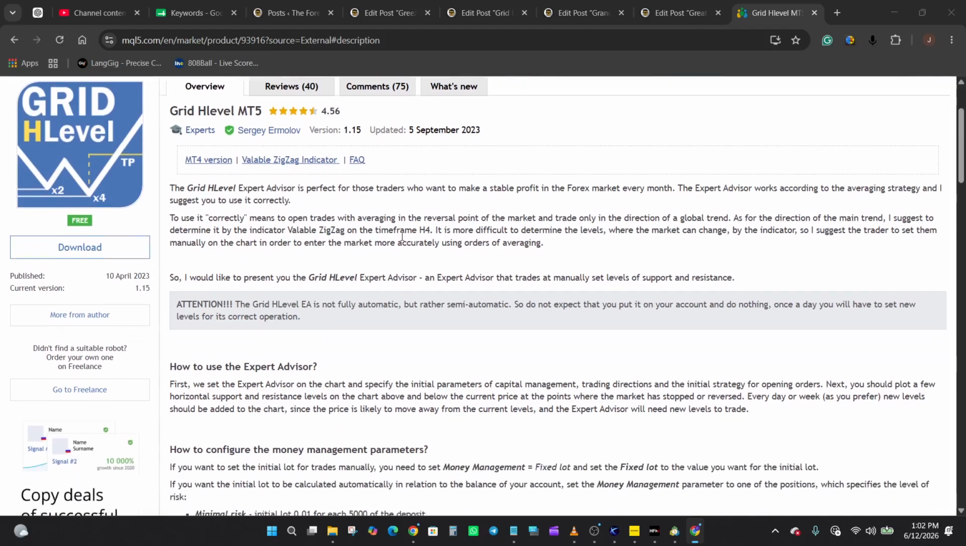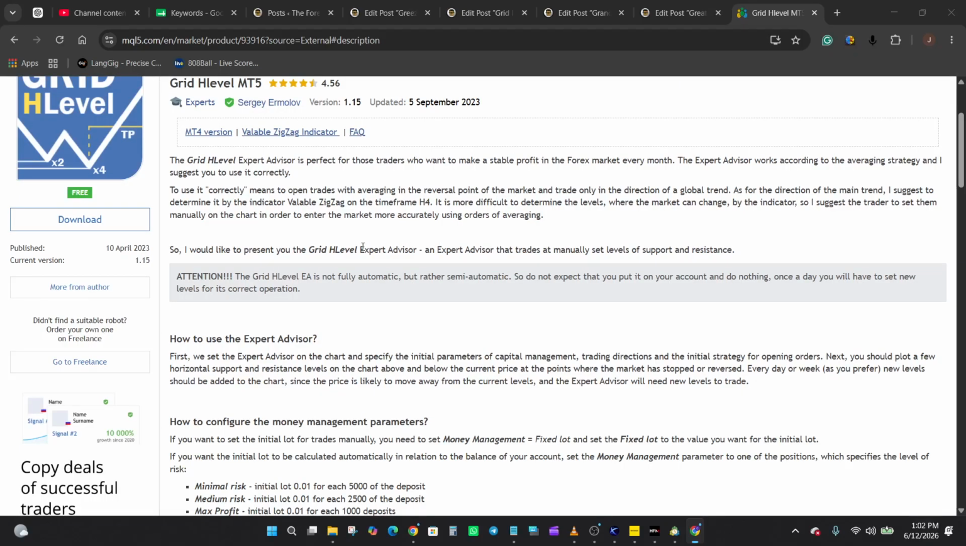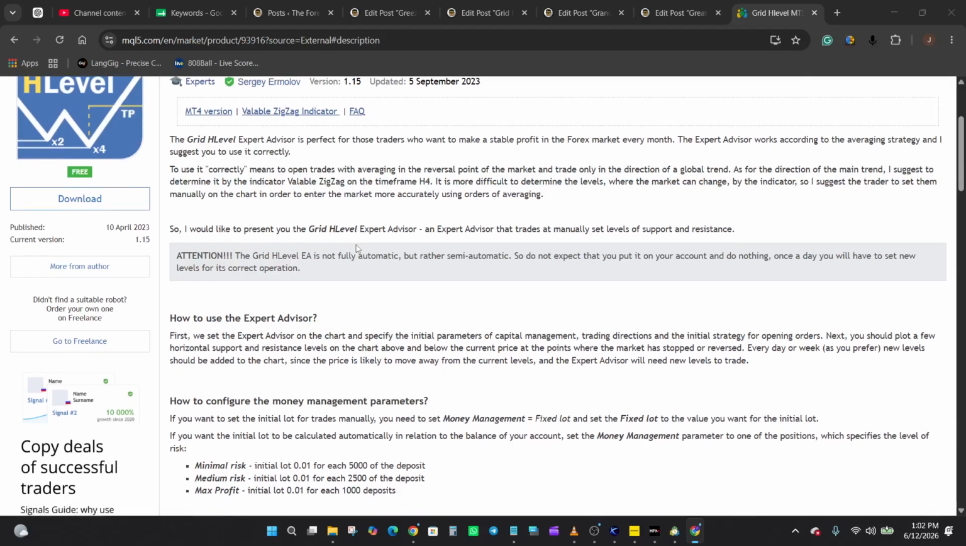And as I scroll through the description, one of the first things the developer makes clear is that this is not a fully automated trading system. Instead, Grid HLevel is described as a semi-automatic expert advisor that requires ongoing trader involvement. The developer specifically states that traders will need to update support and resistance levels periodically for the EA to function correctly. And the overall concept behind the system is also explained quite openly.